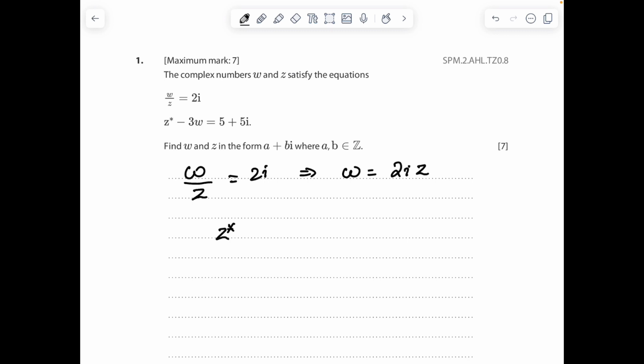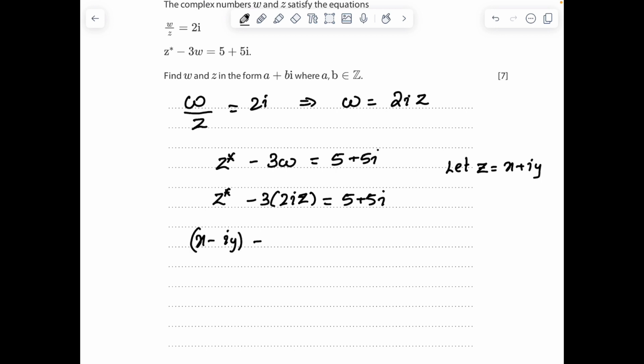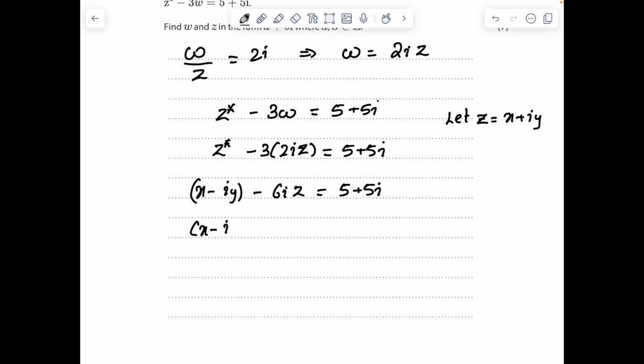Now he has given z star, which is the conjugate, minus 3 omega equals 5 plus 5i. So let us write z star only, minus 3 times 2iz equals 5 plus 5i. Let us assume z equals x plus iy. Then z star becomes x minus iy. Conjugate means x minus iy minus 6iz equals 5 plus 5i. So z also I'm going to plug in: x minus iy minus 6i times x plus iy equals 5 plus 5i.